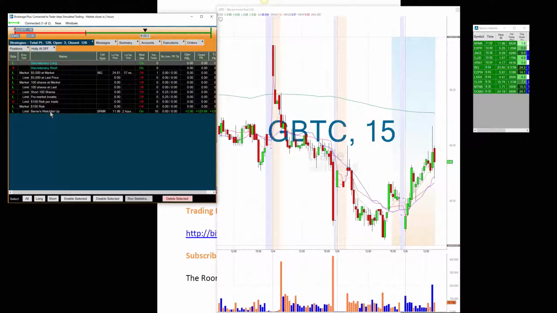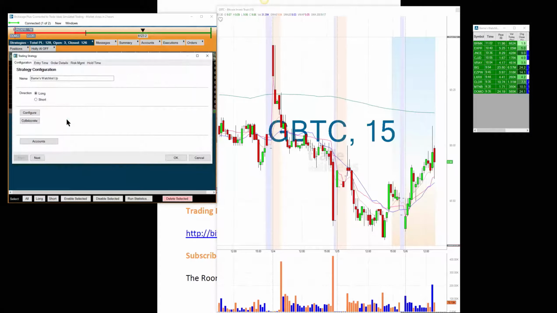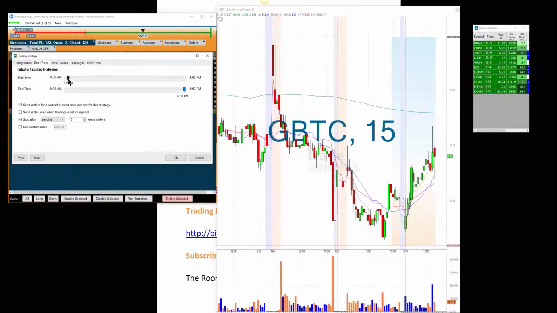Then what I did is I said, okay, what rules am I going to apply to the symbols that show up? So I right-click and I edit the trading strategy. So there it is. It's already got the name, and I know it's a long, all right? Because they're making new highs. I know it's a long, but if somehow it's a short, okay. Then the entry time, you know, I don't take any trades right when the market opens. So delayed 9:35. I don't really have an exit time.